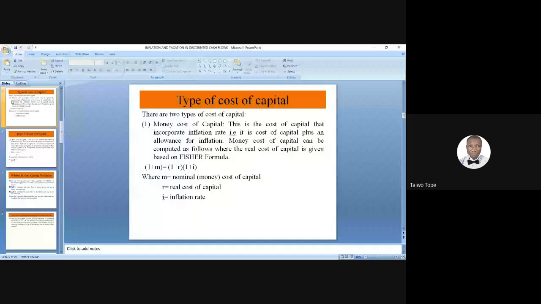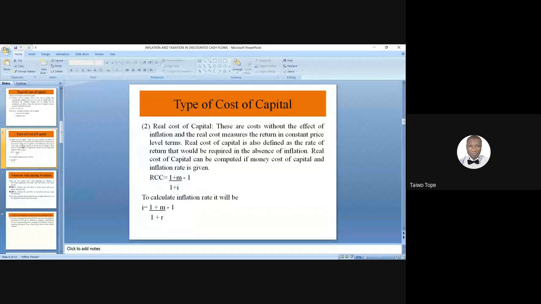So to talk about the real cost of capital, this is the cost of capital that does not incorporate the effect of inflation. It is the cost of capital that is expressed in real terms. So these are costs without the effect of inflation, and the real cost measures the return in constant price level terms. So real cost of capital is also defined as the rate of return that will be required in the absence of inflation.